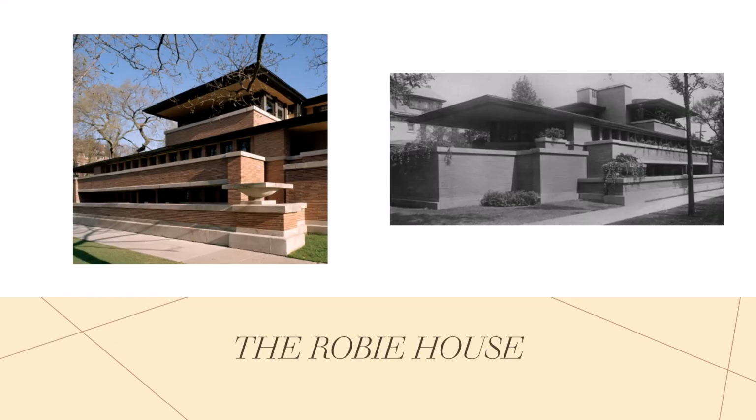This house that you see here is known as the Robie House. This is one of Wright's first ever prairie-style homes created. He created this house in 1910 for Frederick C. Robie, and it is one of his most famous and influential pieces.